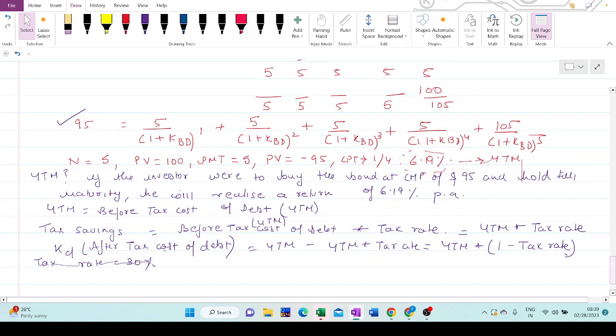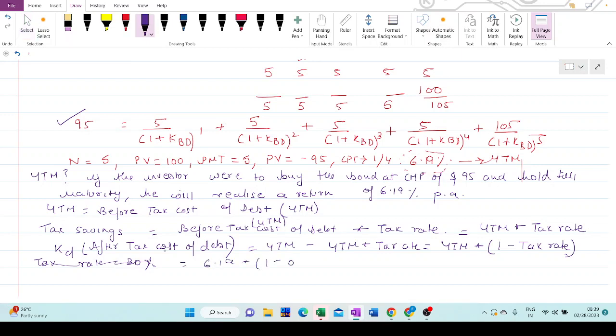4.33. So that's 6.19 into 1 minus 0.3, which is 6.19 into 0.7. How much is it coming, Supratik? 4.33. 4.6.